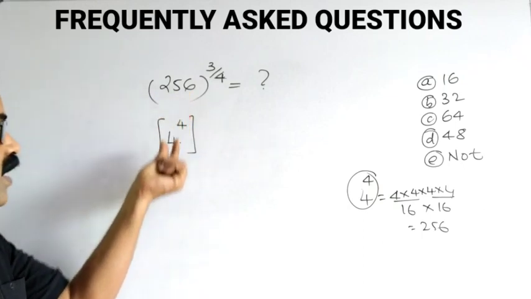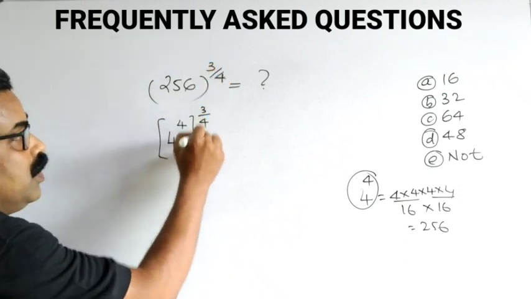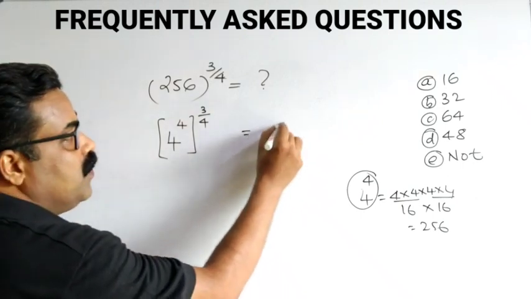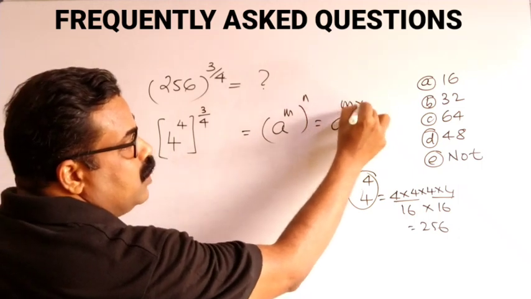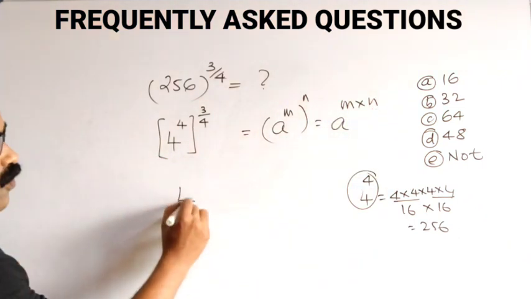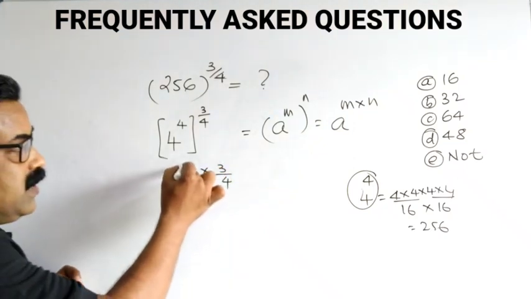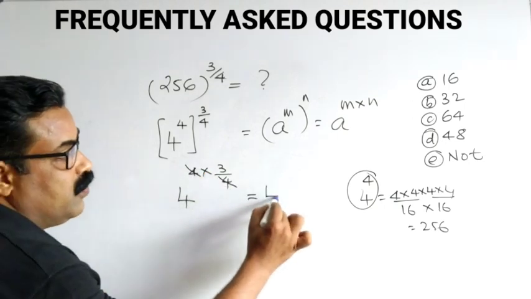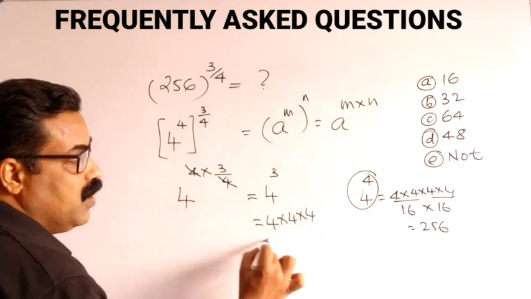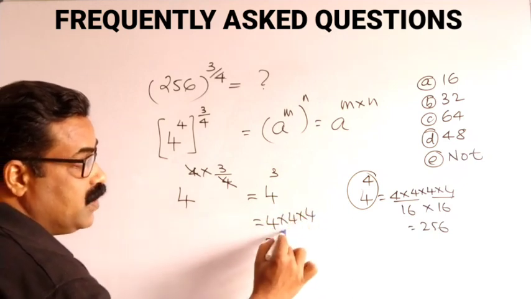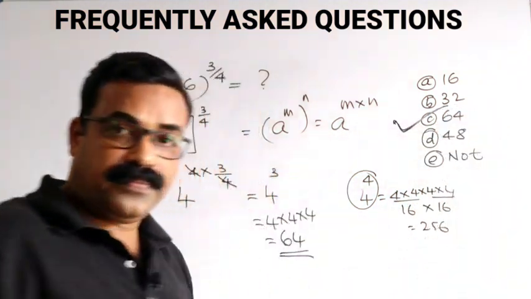Instead of 256, I can write 4 power 4 and then this 3 by 4 power. So this is in which form actually? This is in the form a power m all power n is equal to a power m into n. So this will be equal to 4 power 4 into 3 by 4. So you can cancel this 4 and this 4. Final answer is equal to 4 power 3. So what is 4 power 3? 4 into 4 into 4. 4 into 4, 16. 16 into 4, 64. So accordingly, you can mark the correct answer as 64.